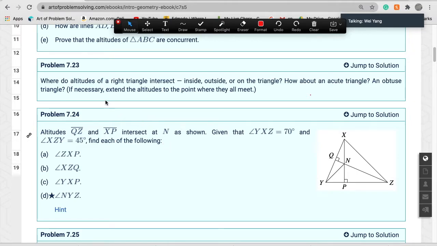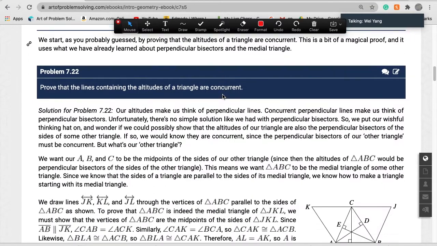This one says, where do the altitudes of a right triangle intersect? Inside, outside, or on the triangle? How about an acute triangle, an obtuse triangle? If necessary, extend the altitudes to the point where they all meet. Okay, so now let's see this one.